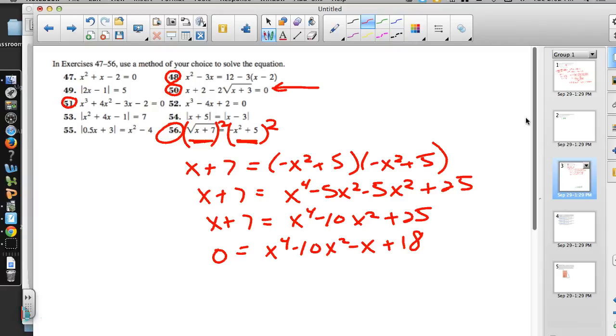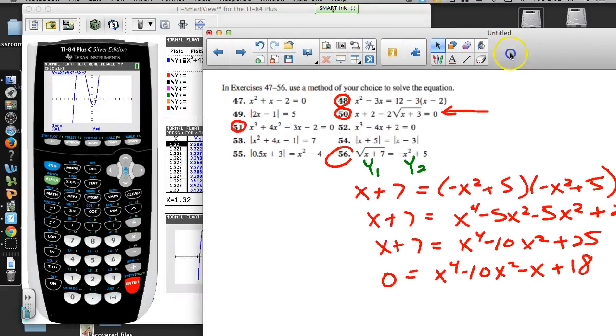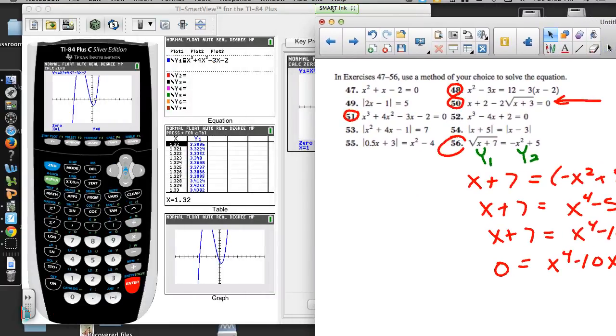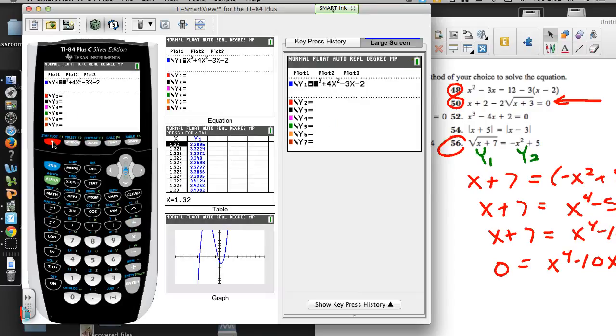And again, we can try and factor that, but the only way we would have to try is factoring by grouping, and it doesn't work. So the best thing to do for this one is just to leave it exactly as it is. Put this equation in as y sub 1, put this equation in as y sub 2, and find the intersection. That's going to be the fastest and easiest way to get these zeros.